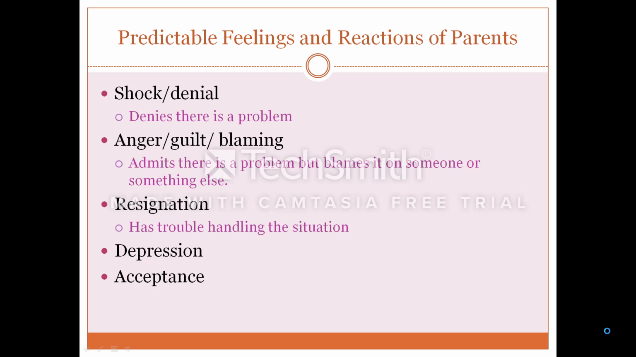Predictable feelings and reactions of parents. Shock and denial: they deny that there's a problem. Anger, guilt, and blaming: they admit there's a problem but blame it on someone or something else. Resignation: has trouble handling the situation. Depression and acceptance.